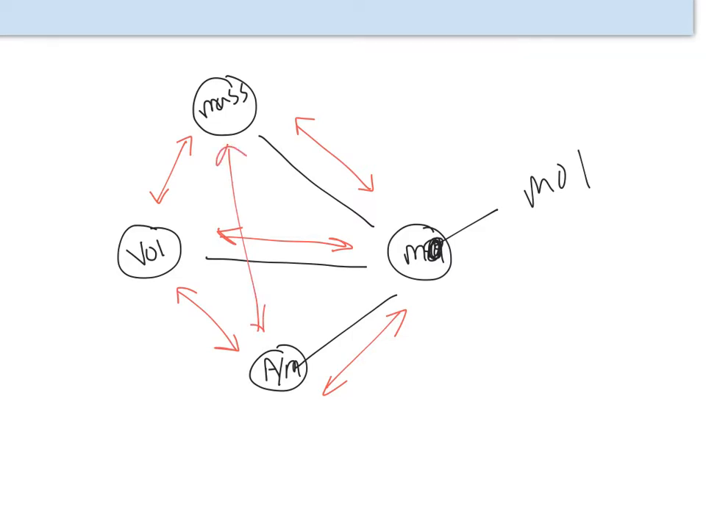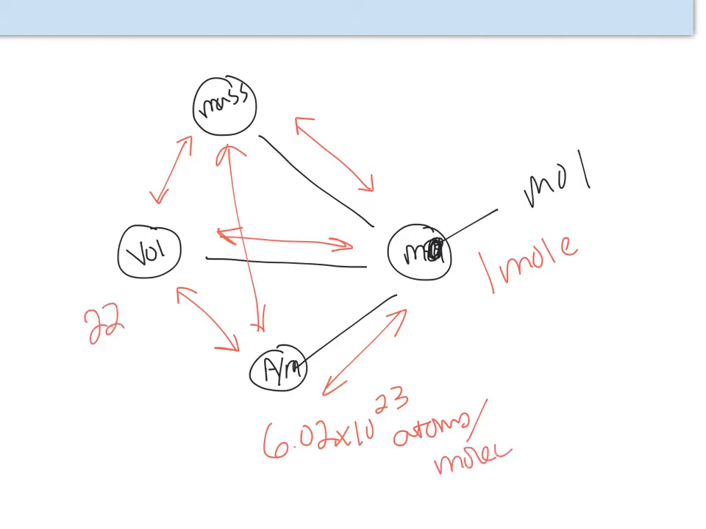When I look at mole, I'm referring to 1 mole. When I'm looking at atoms or molecules, I'm looking at 6.02 times 10 to the 23rd atoms or molecules. When I'm looking at volume, I'm looking at 22.4 liters, and mass is always going to be the molar mass in grams from the periodic table.